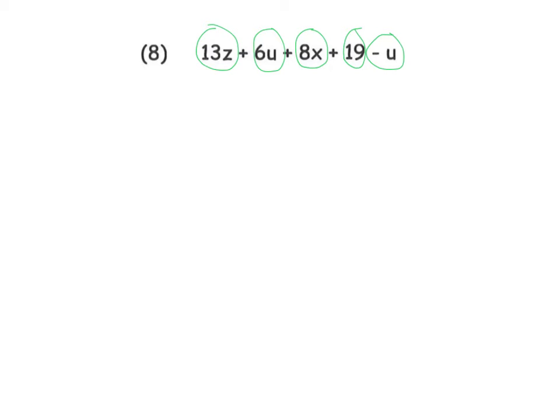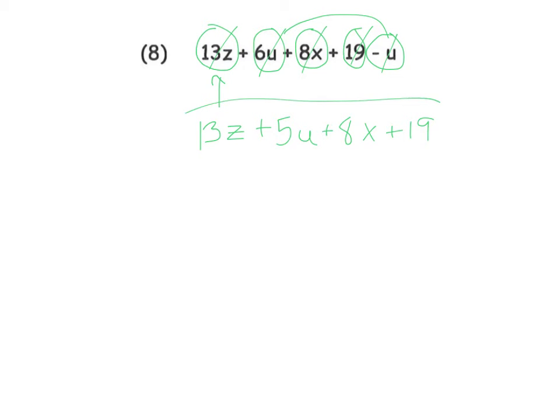Number 8, my terms are 13z, 6u, 8x, 19, negative u. Like terms. I don't have anything that I can combine with 13z, so that's just going to stay 13z. As far as u's are concerned, I've got a 6u minus u. So that's going to be positive 5u. X's, I don't have any other x's, so that's just going to be 8x. And I don't have anything to combine with positive 19. So the simplified version, I have 13z plus 5u plus 8x plus 19.